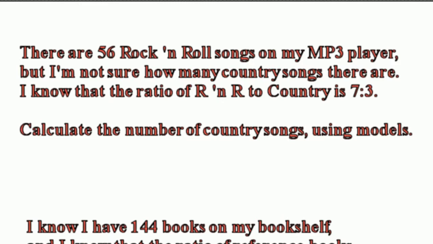First one I have up here is: there are 56 rock and roll songs on my MP3 player, but I'm not sure how many country songs there are. I know that the ratio of rock and roll to country is 7 to 3. I want to calculate the number of country songs, and I'm going to use models. Models are a great way to visualize your ratios and help you calculate them and figure them out.